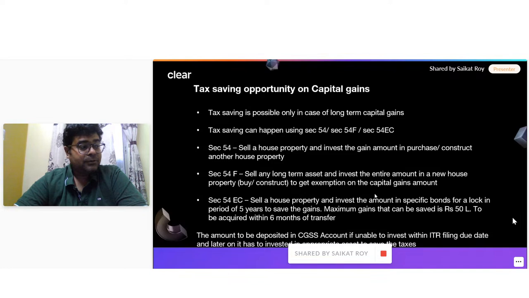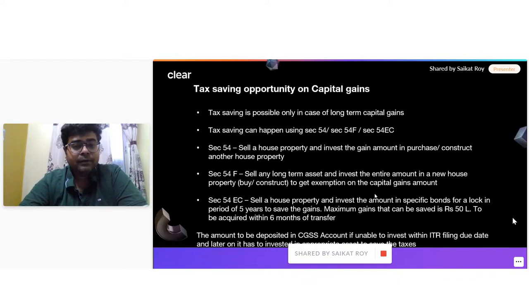Now, tax saving opportunity is only available in case of long term capital gains, right? In case you have long-term capital gains, then only you can go for tax-saving opportunity. If you have short-term capital gains, regretfully, it needs to be said that there is no tax-saving opportunity apart from the normal tax-saving opportunities, like 80C, 80D, etc. That too, if you have used them out for your salary income, they will not be available for you.